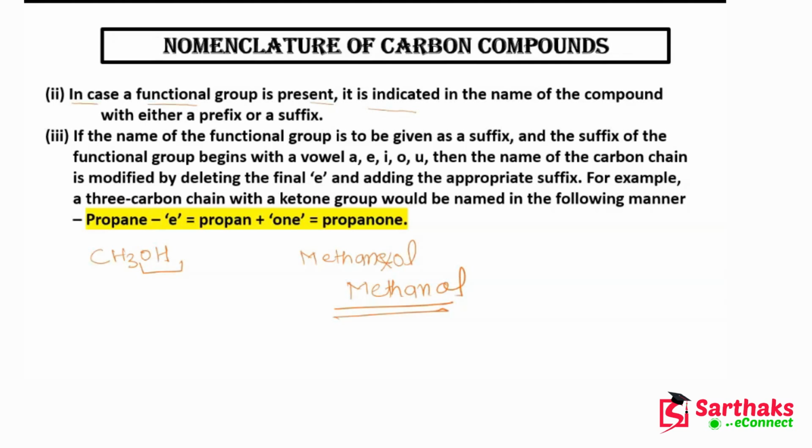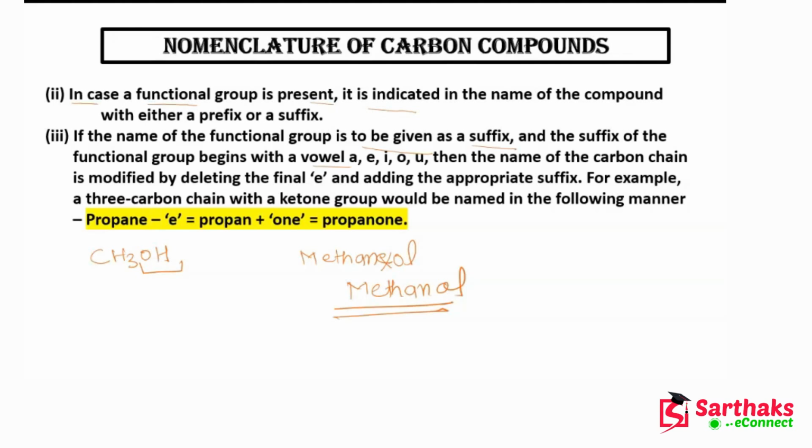If the name of the functional group is to be given as a suffix, and the suffix of the functional group begins with a vowel, A, E, I, O, U, then the name of the carbon chain is modified by deleting the final e and adding the appropriate suffix.